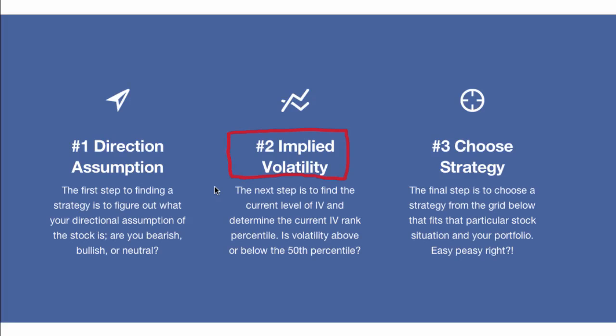If it's above the 50th percentile, meaning the implied volatility is higher than it generally is, then you want to focus on option strategies that take advantage of selling options. And we've already laid that out below, and I'll show you guys that. Now, if it's below the 50th percentile, you want to take advantage of option strategies that are net buyers of options. And again, we lay that out below. It's very easy to understand.